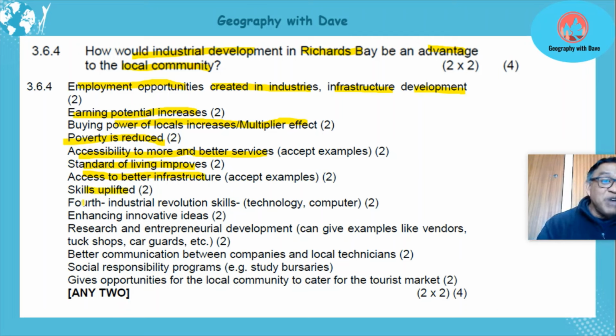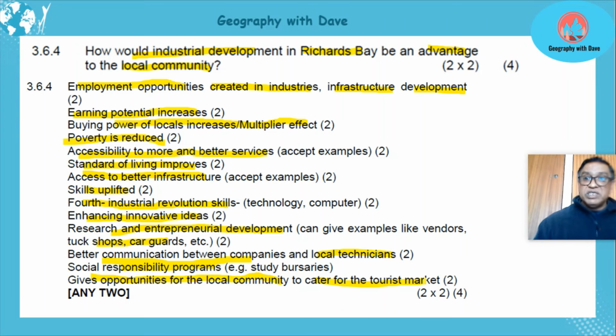Now, I know this is more general, but examiners are nice. They want to give you every sort of answer possible, all right, between companies and local technicians, okay? Social responsibility programs, state bursaries, you understand? I would also include psychological services, etc. The government must afford bursaries for people so that they can study and uplift their skills, and give opportunities to the local community to cater for the tourist market.